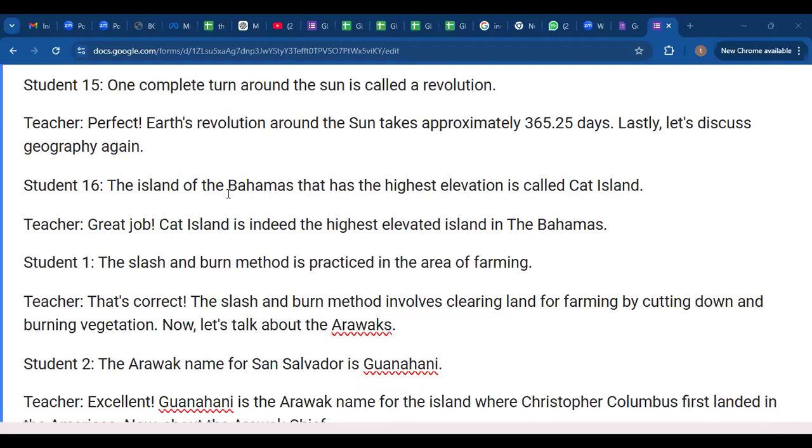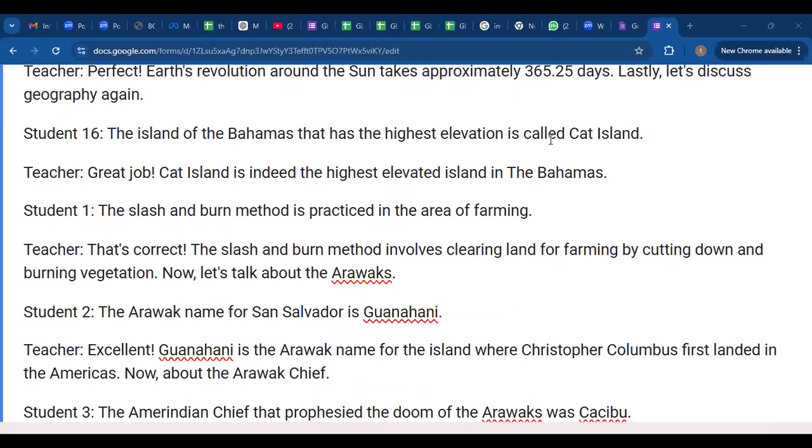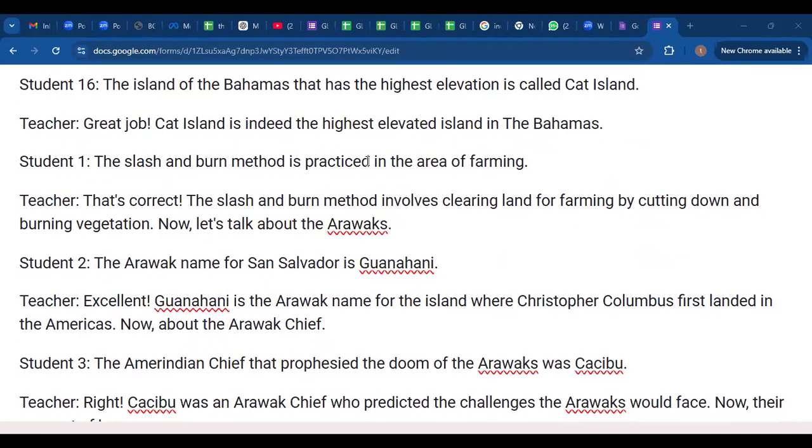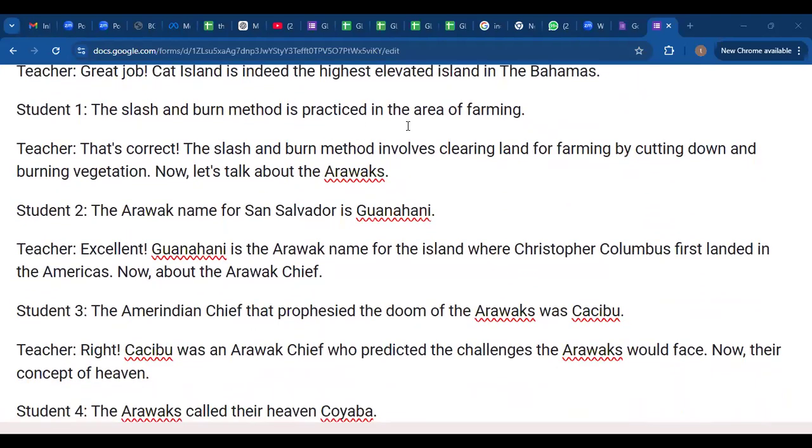The island of the Bahamas that has the highest elevation is called Cat Island. Great job. Cat Island is indeed the highest elevated island in the Bahamas. The slash and burn method is practiced in the area of farming. That's correct. The slash and burn method involves clearing land for farming by cutting down and burning vegetation. Now let's talk about the Arawaks.